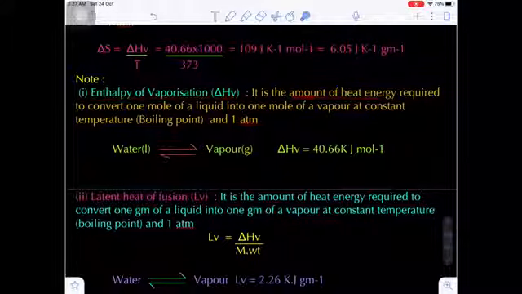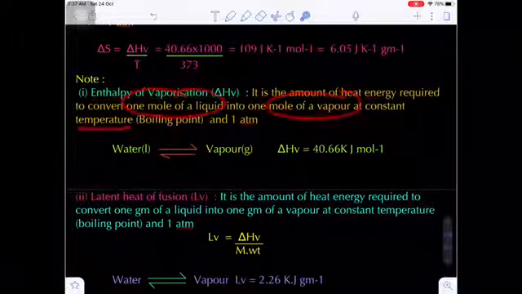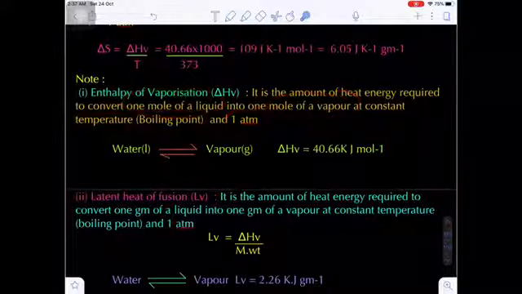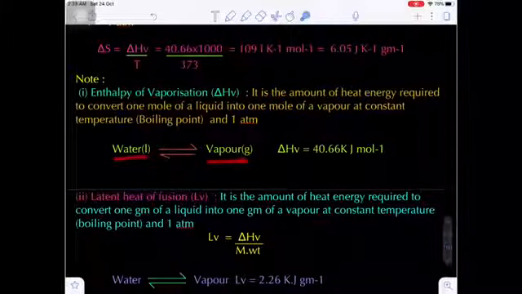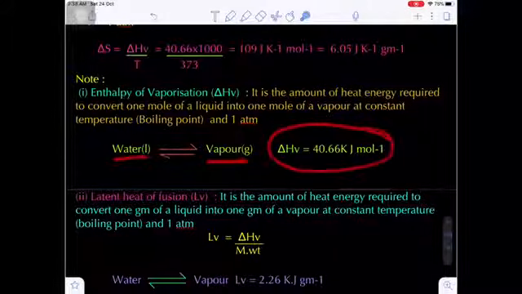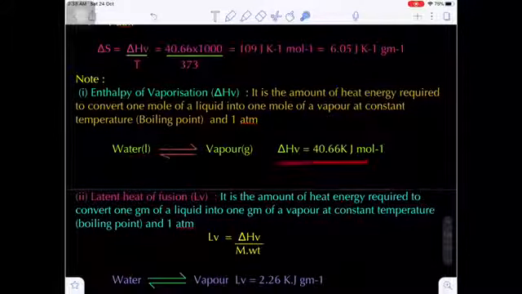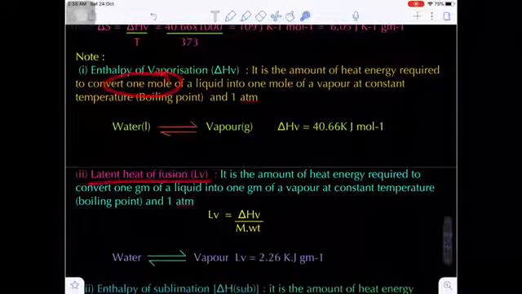Now what is the definition of enthalpy of vaporization? Again, it is the amount of heat energy required to convert 1 mole of a liquid into 1 mole of a vapor at a constant atmospheric pressure and also constant temperature, that is called the boiling point of the liquid. Okay, we have the well-known example water and vapor. What will be the enthalpy of vaporization of 1 mole of water? 40.66 kilojoule per mole.